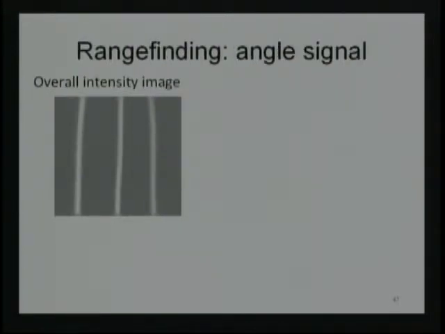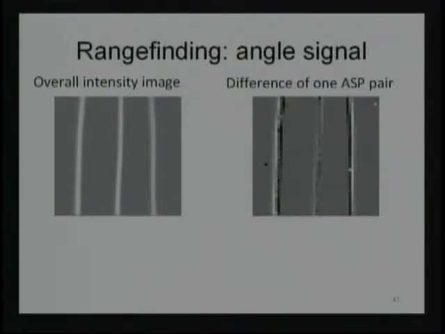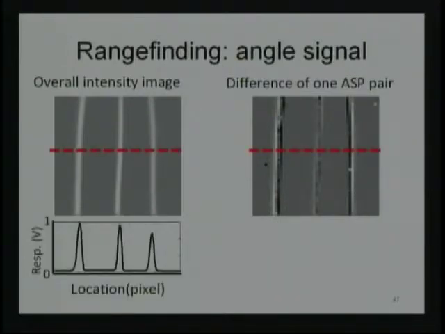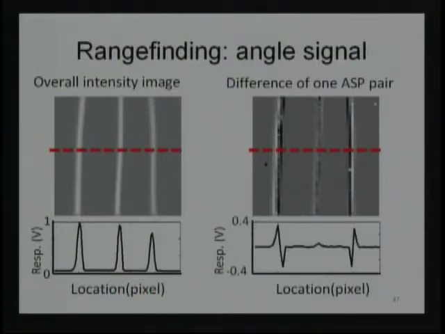However, if you take the output of one of those angle-sensitive pixels and image it, one of the differences of them, I should say, you get something like this. What's important to note here is, as we slice through the responses, here are 3 bars of intensity. Over here on the angle-sensitive side, we get 3 very different responses. On the first one, we have positive and then negative. On the second one, we basically have no angle response at all. And on the third one, we have negative and then positive. So clearly, there's a lot more information hiding in here.